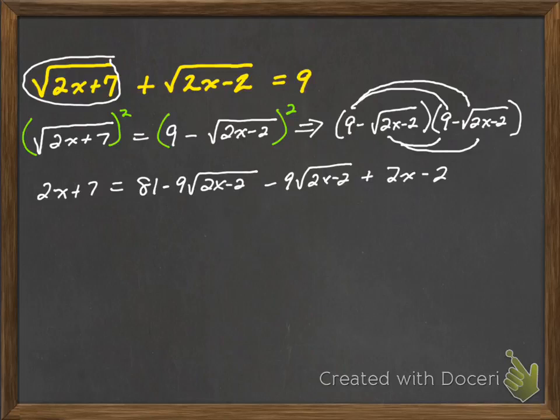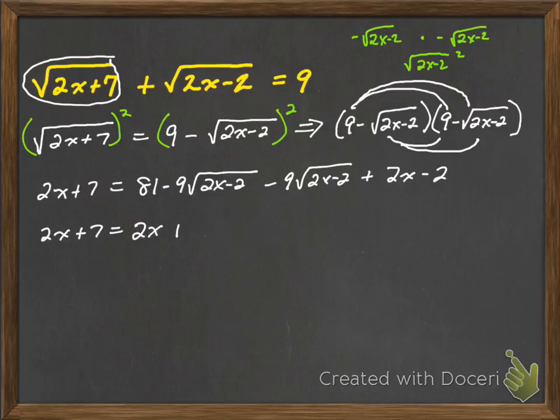So once again, what we just did is we multiplied negative square root 2x minus 2 times negative square root 2x minus 2. Negative times the negative is positive, and when you multiply something by itself, you are squaring it, and the square and the square root cancel each other out. So that leaves us with 2x minus 2, which we put right here. All right, so the next step, let's go ahead and combine some like terms here. So we have 2x plus 7 equals, we have a 2x on this side, we have an 81 and a minus 2, so that's plus 79. So we have a minus 9 square root and a minus 9 square root, so that's going to be minus 18 square root 2x minus 2.